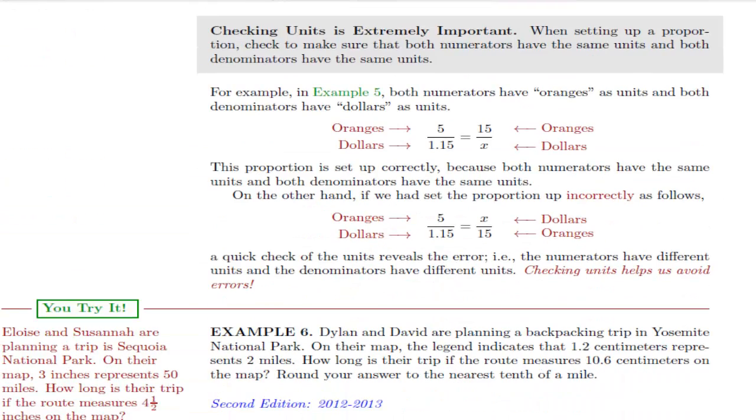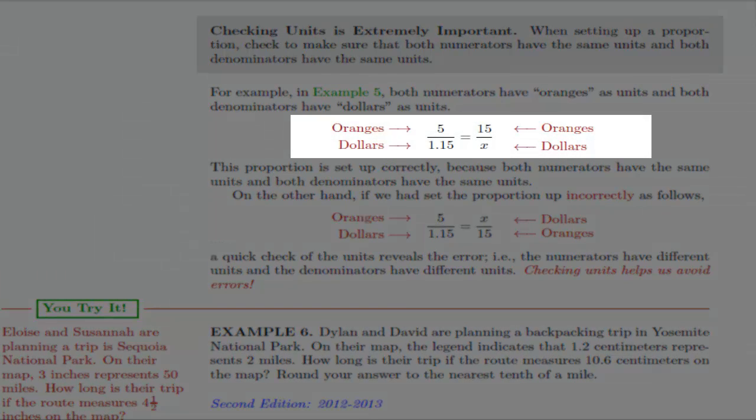Checking units is extremely important. When setting up a proportion, check to make sure that both numerators have the same units and both denominators have the same units. For example, in example 5, both numerators have oranges as units, and both denominators have dollars as units. So 5 and 15 were the oranges, 1.15 and x were representing dollars.